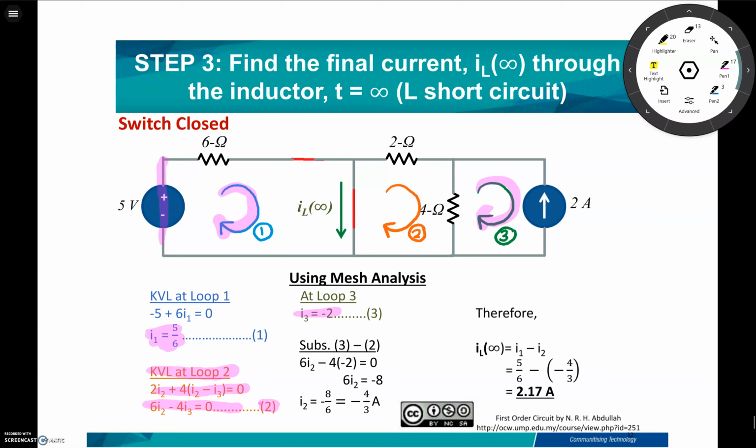Therefore, you get I1 as 5 over 6, and I2 is -8 over 6, which is -4 over 3. And then by using the equation, IL infinity is equal to I1 minus I2. Substitute the I1 and I2 into this equation, and the final value of IL infinity is 2.17 A.